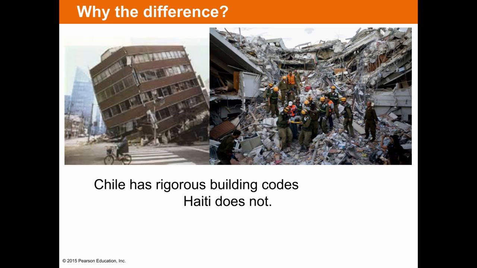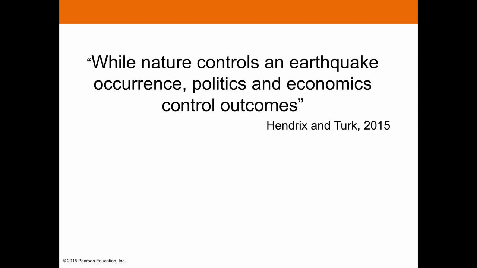And here we have an interesting quote by Hendricks and Turk, whoever those two are: While nature controls an earthquake's occurrence, politics and economics control the outcome. This is because you can construct a building to withstand an earthquake if you put the time and money and resources into the building in order to withstand the earthquake. If you let people build whatever they want, they're not going to know how to build it to be earthquake resistant, earthquake proof. Things that come down: 550 lives versus 316,000 lives.